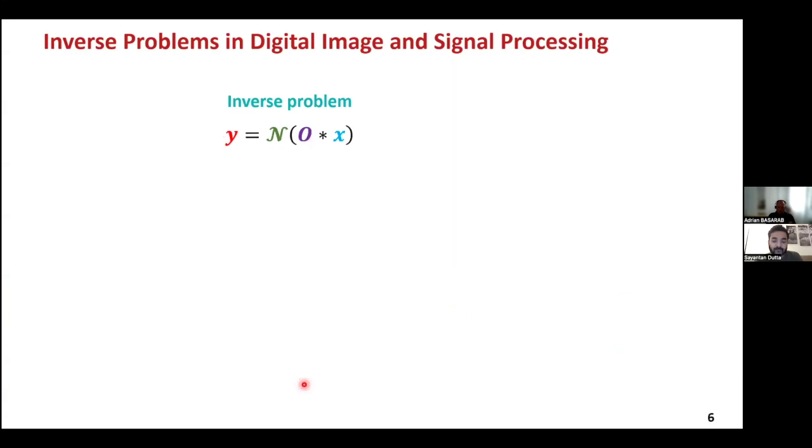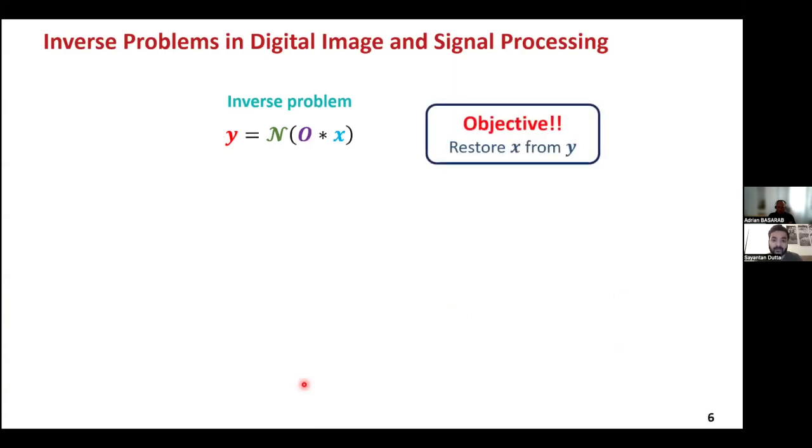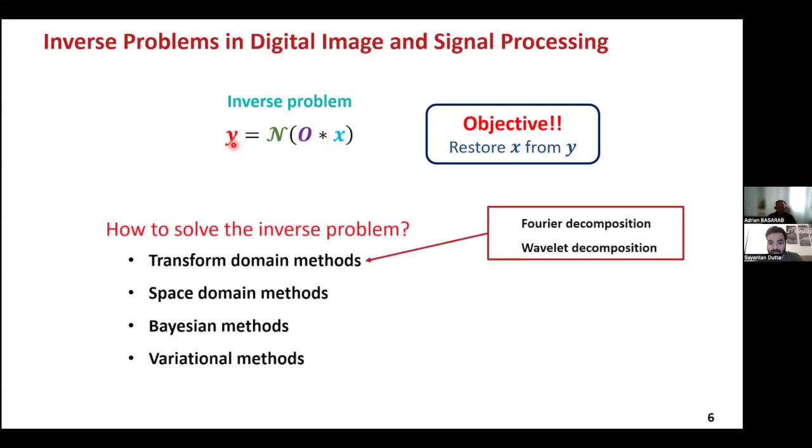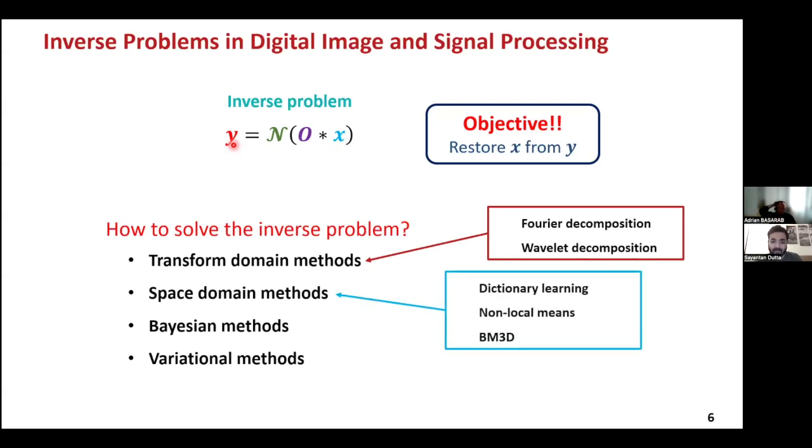And now there are different ways to tackle this. So here the main objective is that we have to restore this underlying X from the degraded observation Y. So that is the main objective. Now different techniques are available. For example, there is the transform domain method, where we use Fourier or wavelet decomposition for denoising purposes. Then there are spatial methods like non-local means, BM3D. And there is the Bayesian method, where we use MAP estimation for solving this inverse problem.